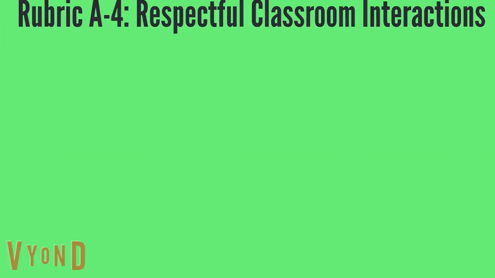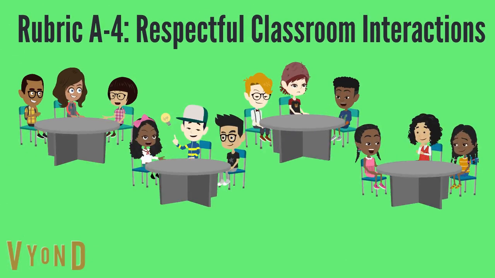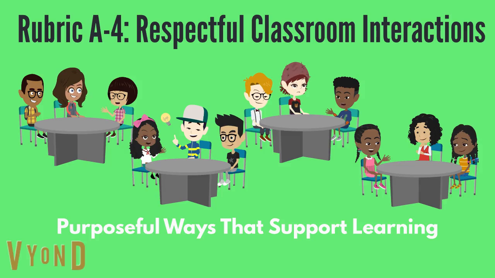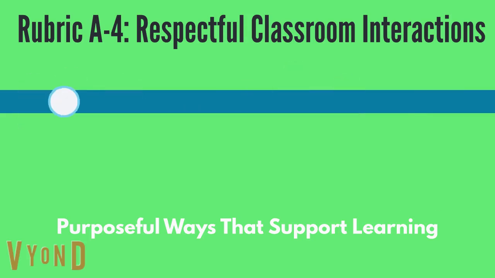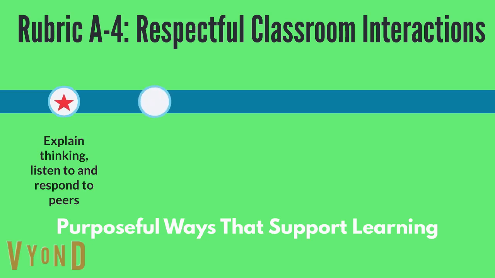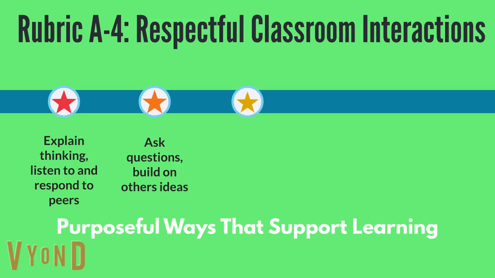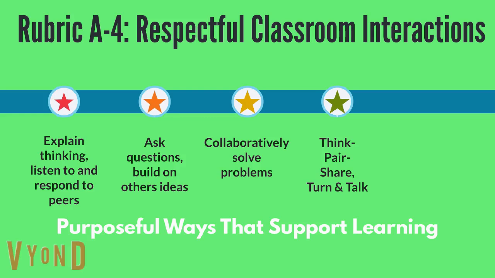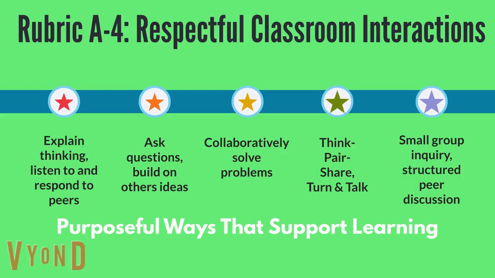In Rubric A4, respectful classroom interactions are shown when students engage with one another in purposeful ways that support student learning. Strong evidence shows respectful student interactions while students explain their thinking, listen to and respond to peers, ask questions, build on others' ideas, or collaboratively solve problems. Examples include think, pair, share, turn and talk, small group inquiry, or structured peer discussion aligned with the learning goal.